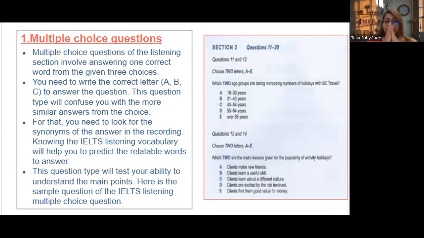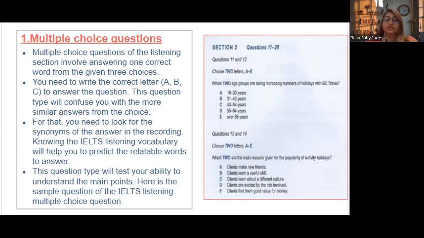In multiple choice questions of the listening section, you have to choose one correct answer from the given three choices. You need to write the correct letter, whether it is A, B or C. Now this question type can confuse you with similar answers among the choices, so you might get confused between selecting the correct one and the incorrect one.